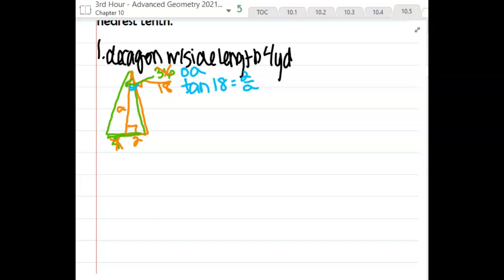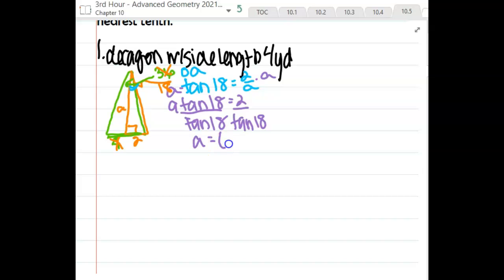Now, just like the last example we did, if your variable's in the denominator, you need to get it out of the denominator, so multiply both sides by a. So we have a times the tangent of 18 equals 2. To get rid of the times tangent of 18, we would divide by the tangent of 18. And in your calculators, you can just take 2 divided by tangent of 18. Now, for these ones, I know it says round to the nearest 10, but to get the most accurate answer, until you get to your final answer, I might suggest you keep maybe 3 decimals.